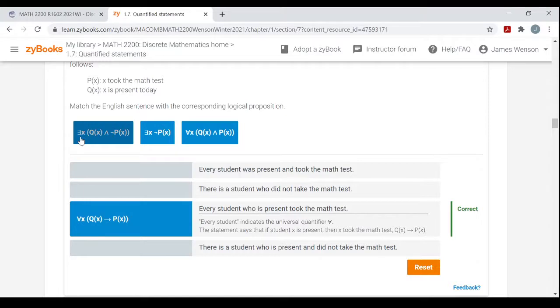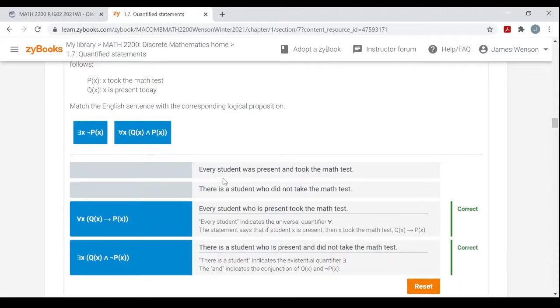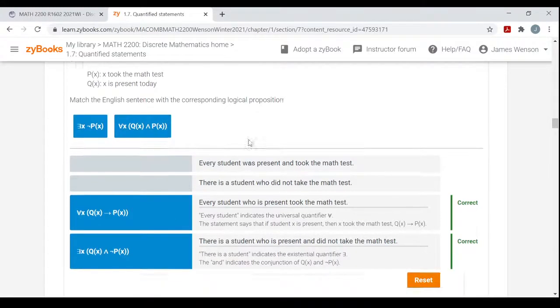There's at least one 4th grader at this school such that the following is true. There's at least one 4th grader at the school such that they were present and did not take the test, right? That's the negation. So there's a student at the school, there is a 4th grader that was there, but at the same time did not take the test. So there is a student who was present and did not take the math test. That would be this last one here. And you could do the rest, hopefully. There's not that many.